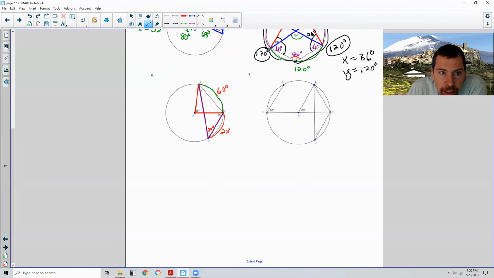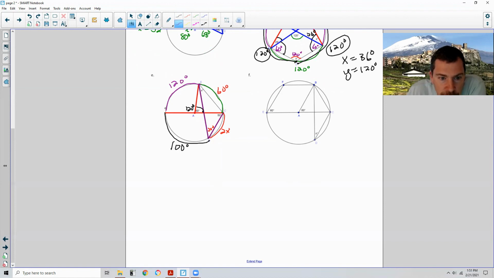So I'm just going to do what I did on the last problem. I'm going to extend this radius out to a diameter. And now I know that from here down to here, since this is intercepted by that 50, this is 100 degrees. Okay, and if this is a straight line and this is 60 degrees, and there's 180 degrees in a straight line, 180 minus 60 is 120 degrees, and that's another central angle. So this arc here is 120 degrees.